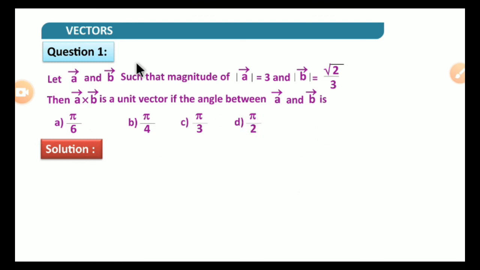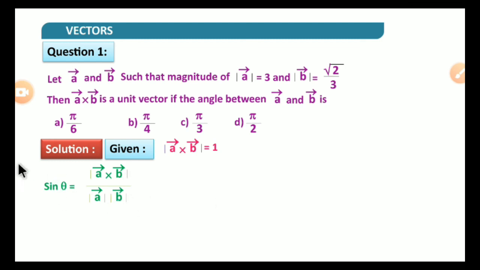Now we can find out the solution. Given magnitude of A cross B is equal to 1, because it is already given that A cross B is a unit vector, therefore magnitude of A cross B is always equal to 1. Now sin theta will be equal to magnitude of A cross B divided by magnitude of A into magnitude of B. This we already know in the part of cross product of two vectors.